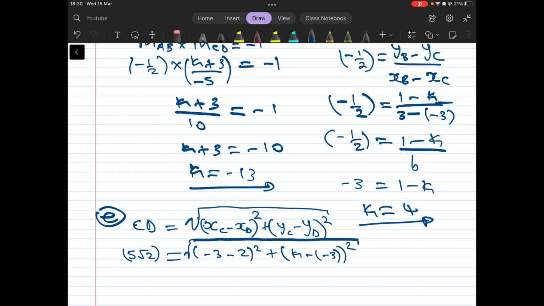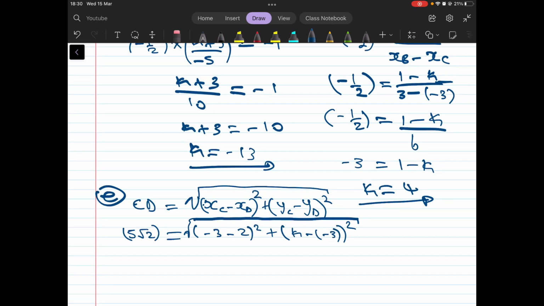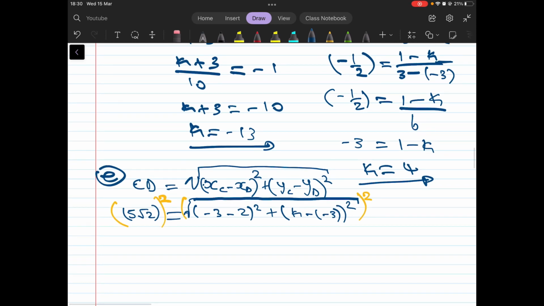Take the square root of everything, and then you can already see this square root is not going to be interesting for us, so we need to get rid of it. To get rid of the square root, we just take the square of both sides, because this square root is just going to distract us. So when you take the square of the left hand side, you get 50. You can just punch that on the calculator. No one said you shouldn't use the calculator at this point. I get it. And then minus 3 minus 2, that is minus 5. You square that, you get 25. And then plus k minus negative 3, that's k plus 3, all squared like that.